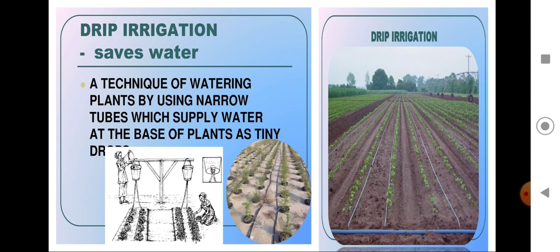So if water is given at the base of the plant in a proper way, the plants will grow well and a large amount of water will not be needed. You can see the two pictures, how the narrow tubes have been placed, and water is given drip by drip to the base of the plants. This will help. As you know, agriculture needs 70% of water, but by following drip irrigation, even that water can be saved.